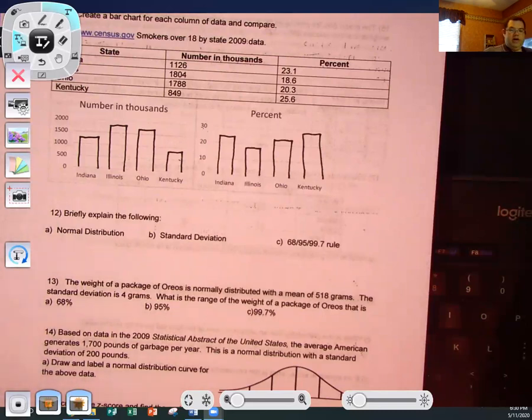So what do we know about a normal distribution? Well, we know that the mean, the median, and the mode are all equal. We know that the curve itself is symmetric. That means if I were to fold it in half, it would be the same on both sides. And we know that 50% of the values are less than the mean. We know that 50% of the values are above the mean.